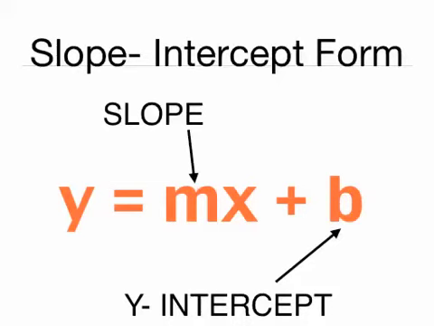Slope-intercept form is y equals mx plus b, where m is the slope, remember slope is rise over run, and b is the y-intercept. The y-intercept is going to be the point on the y-axis where the line crosses the y-axis. So it's going to be the intersection of the y-axis and the line that this is the equation for.